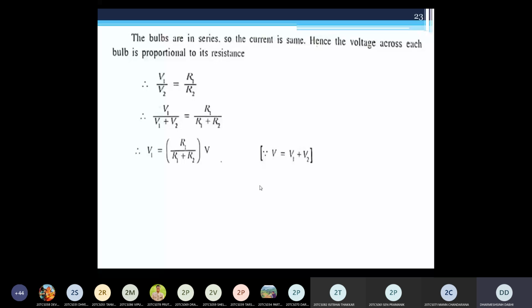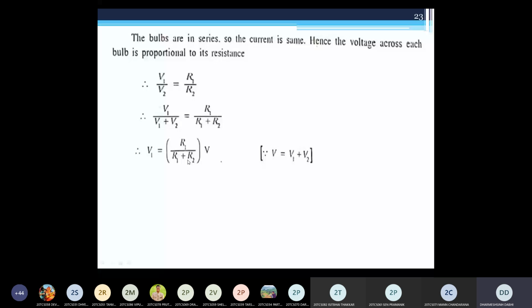Here you can see that the bulbs are in series, so current is the same. Hence the voltage across each bulb is directly proportional to its resistance. So V1 is directly proportional to R1 and V2 is directly proportional to R2. So V1 by V2 is equal to R1 by R2. Also V1 divided by V1 plus V2 equals R1 divided by R1 plus R2. So the voltage across the first bulb is R1 divided by R1 plus R2 into V.